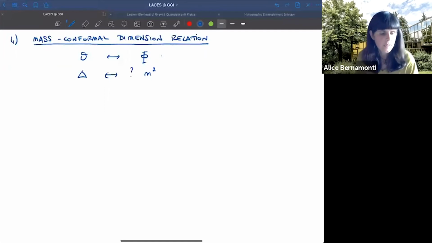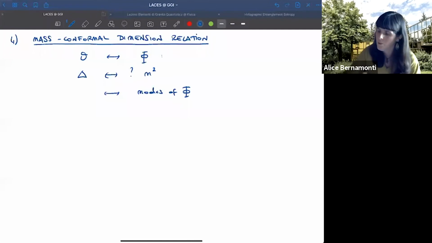And the other point that we want to see is that this bulk field can be expanded in modes as usual in AdS, and we want to see what these modes relate to from the boundary point of view. So these are the two points that I want to see now, and I guess we will probably see just parts of them for this lecture, and then we will continue in the afternoon.